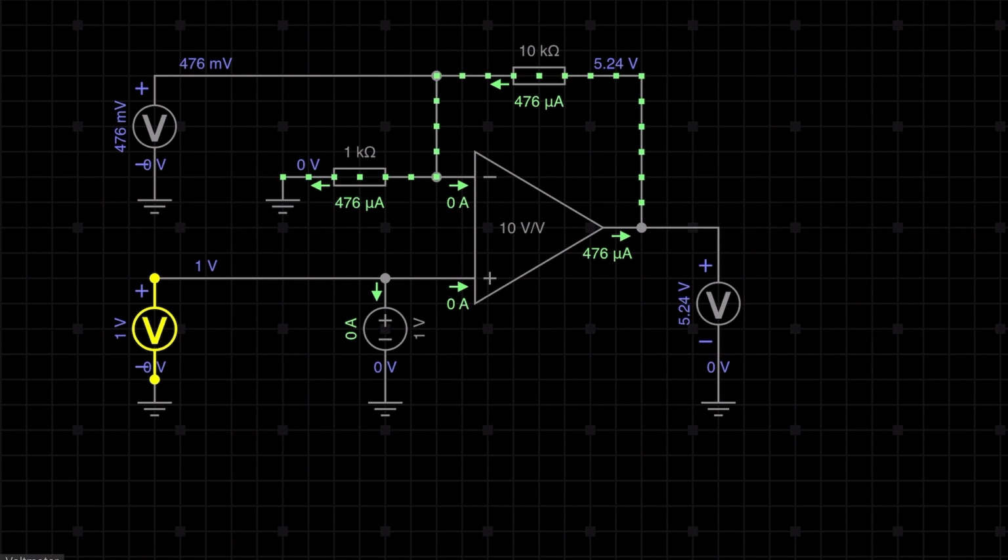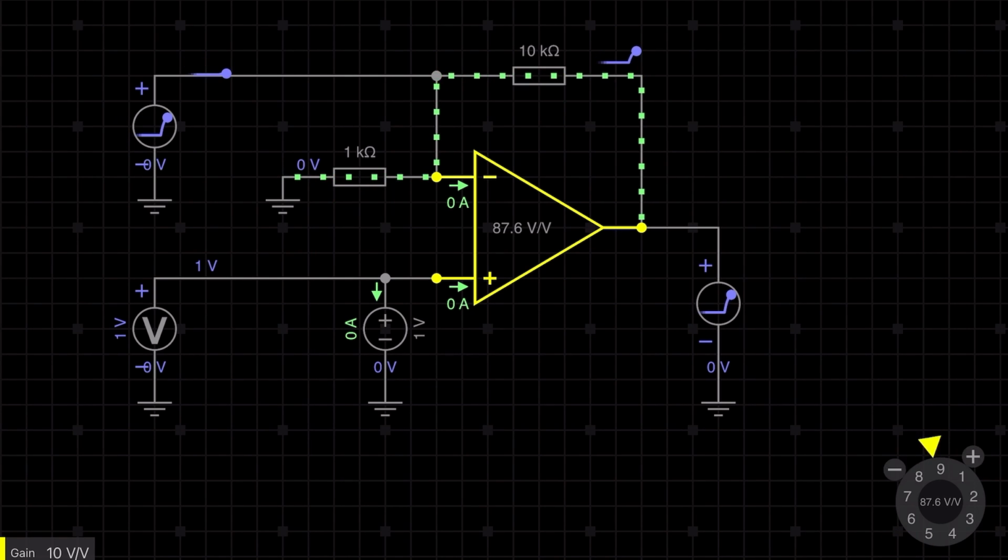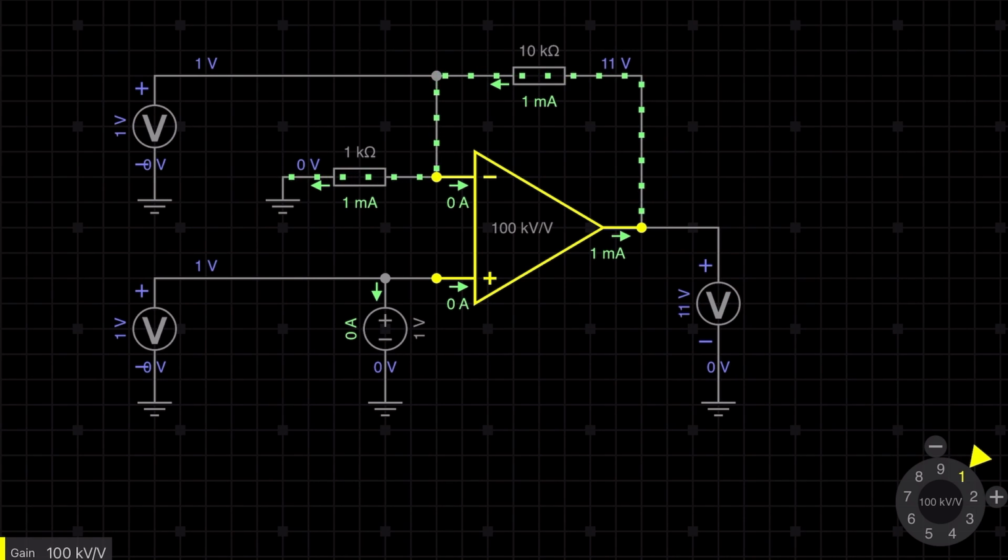So from here we can easily conclude, if the open loop gain of the op amp is greater than 10 to the power 4, then we can use virtual short. Okay. If it's less than 10 to the power 4, then we cannot use virtual short.